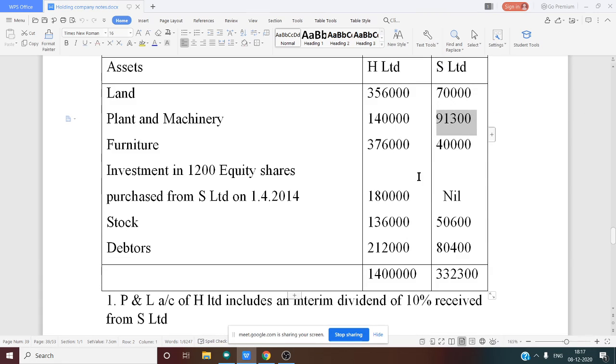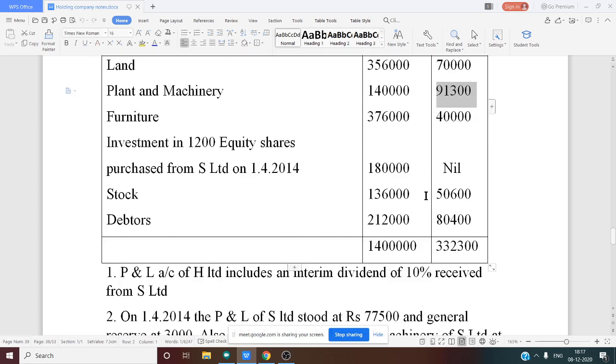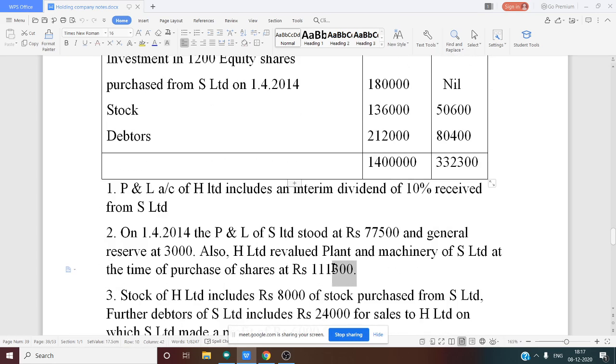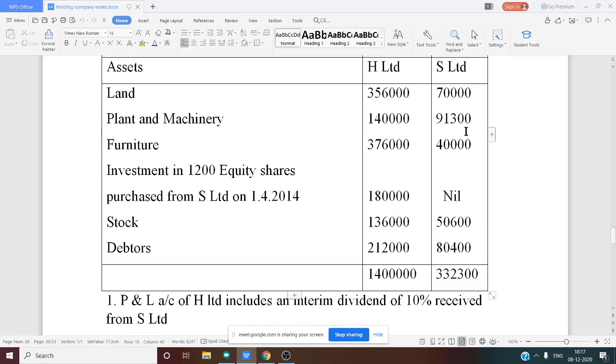What is that? 91,300. So this is the original balance, after this revaluation of assets and liabilities has taken place. After the revaluation of assets and liabilities, now the balance is 1,11,300. Of course, there is an increase in the balance of plant and machinery. That is appreciation in the plant and machinery, or else you can say it is a revaluation profit. Whenever it is a revaluation profit, we will treat that as capital profit.